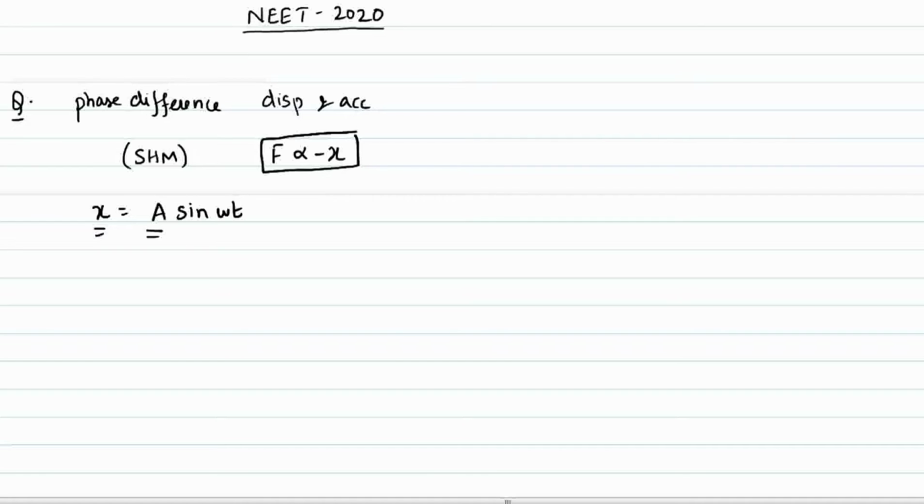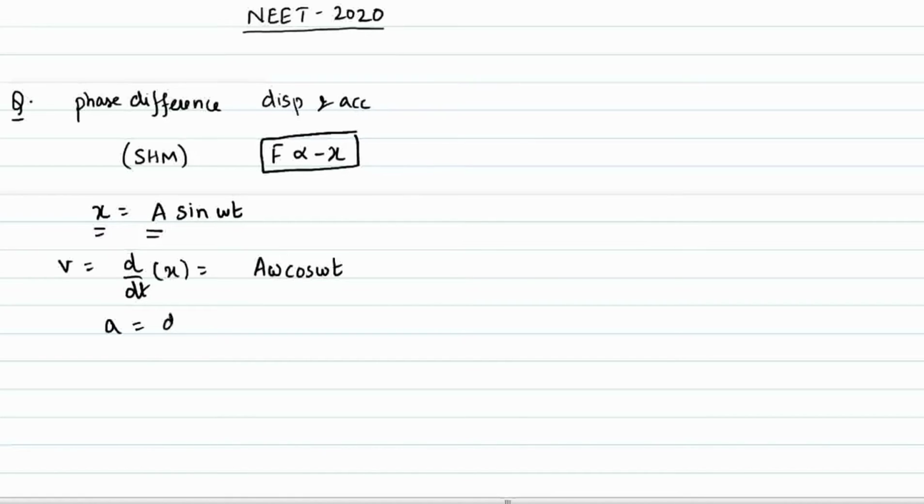Now we differentiate to find the velocity. It is d by dt of x. So we differentiate this equation. A is constant. So for sin omega t, the differentiation will give cos omega t, and for omega t, it is omega because it is with respect to time. So a omega cos omega t.